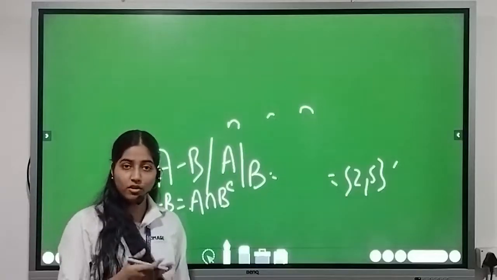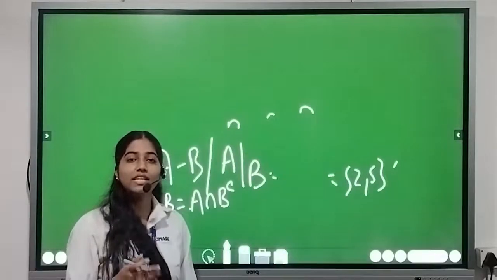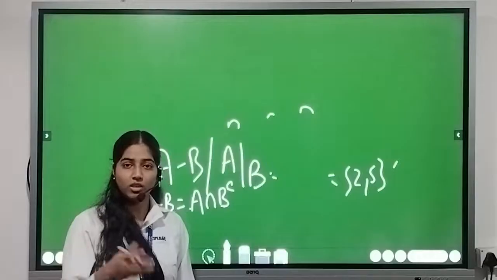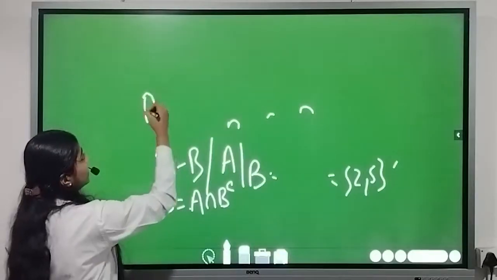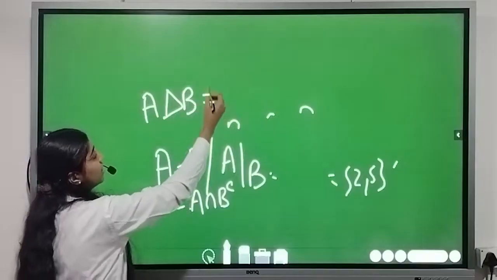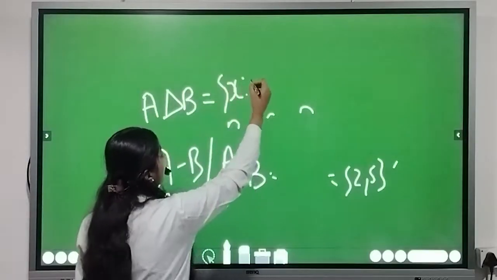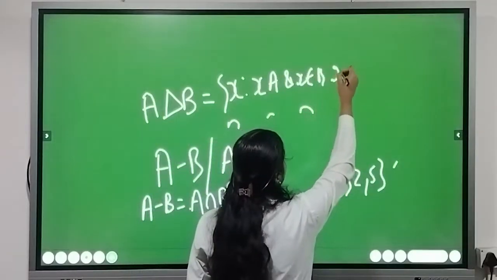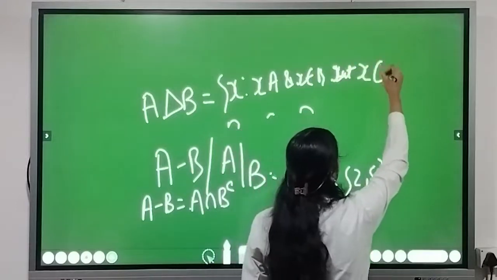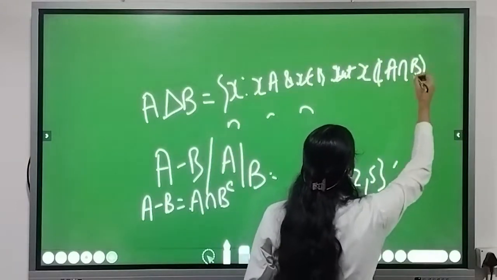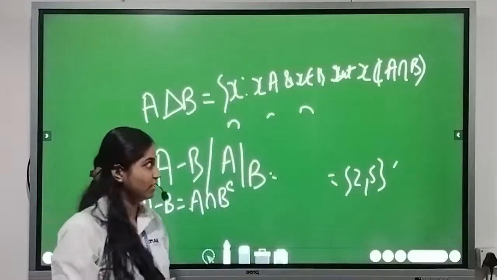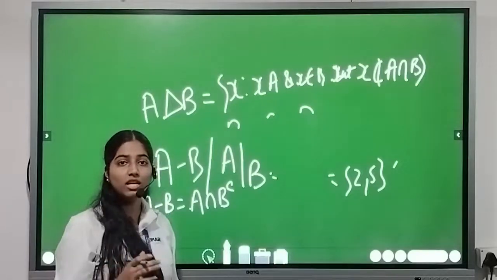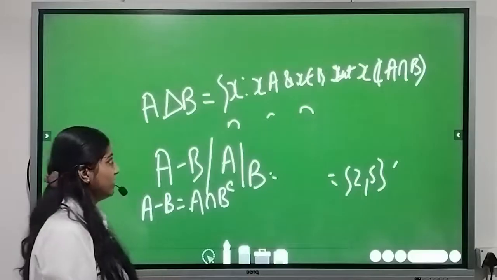Moving on to symmetric difference. Let A and B be two sets. Then the elements present in A or B, but not both A and B, are called symmetric difference. This is the symbol to represent symmetric difference. The mathematical definition is X such that X belongs to A or X belongs to B, but X does not belong to A intersection B. A intersection B is the common part between the elements. And to find the symmetric difference of A and B, the formula is A minus B union B minus A.